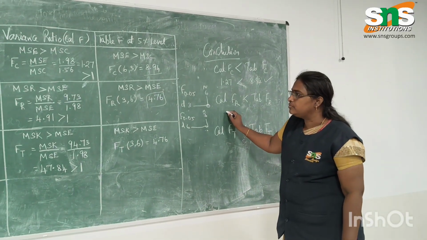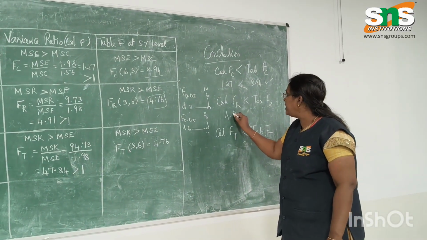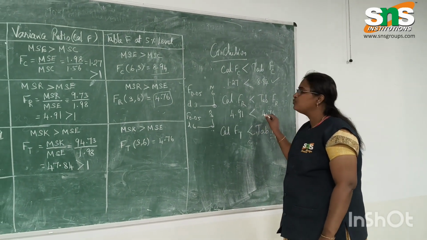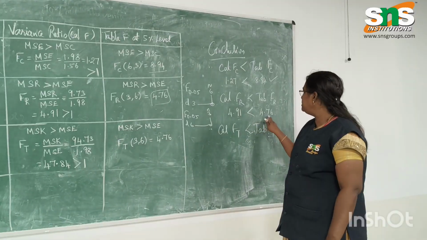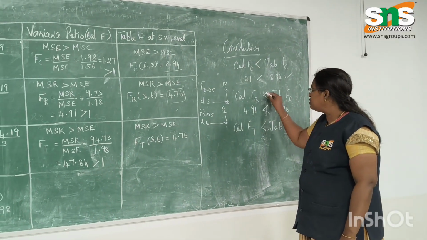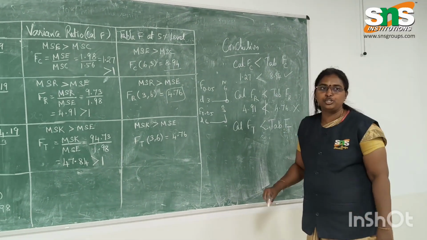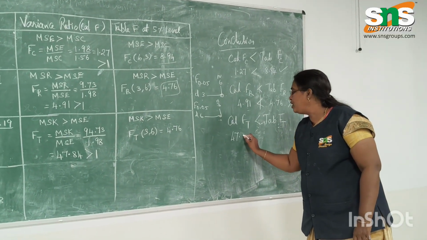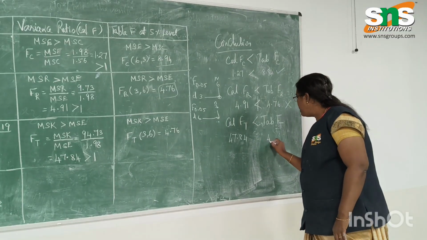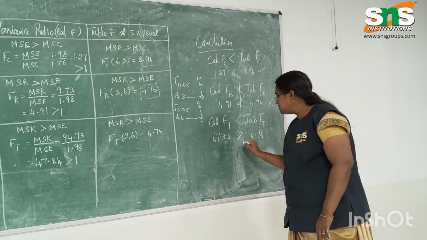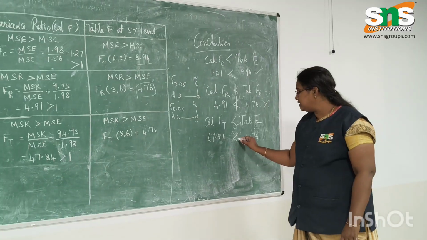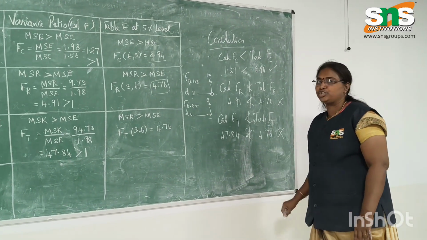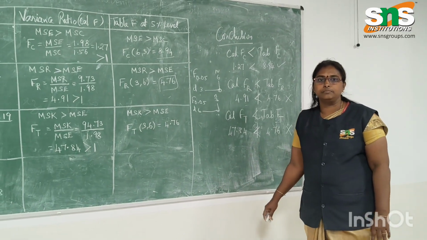For the row wise, the calculated value is 4.91 and the table value is 4.76. So this is the original condition: here 4.9, here 4.7. The condition is not satisfied, so we reject H0. The next one, treatment: 47.84 and 4.76. Here the table value is the lesser value, so the condition is not satisfied, so we reject H0. This way we can conclude the sum. Okay, thank you.